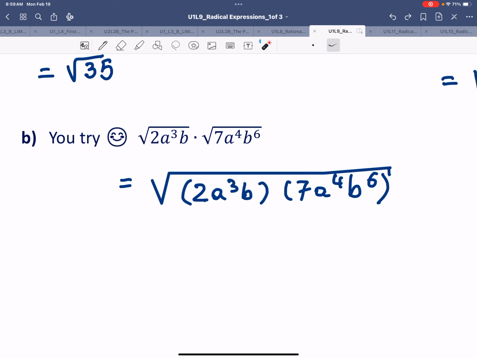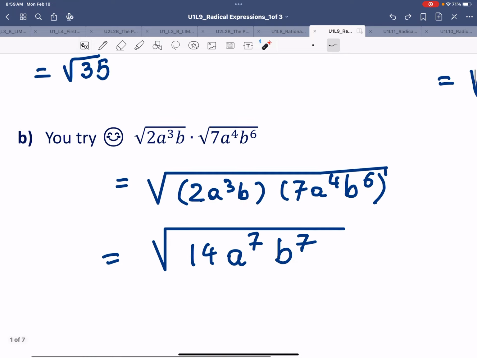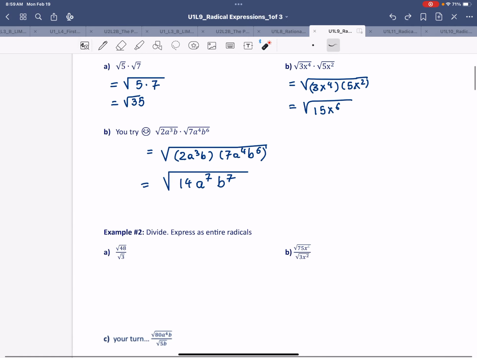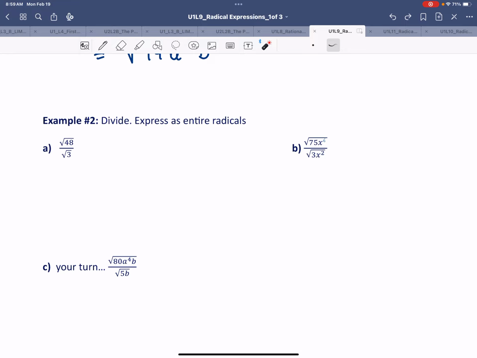So now we have to simplify. So 2 and 7 will multiply together to give 14. a^3 and a^4 will multiply to give a to the 7th. And b to the power of 1 with b to the power 6 will give b to the power of 7.